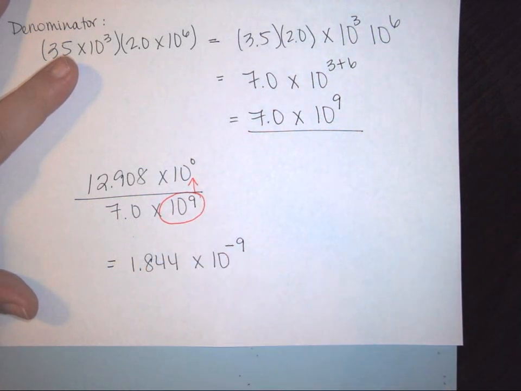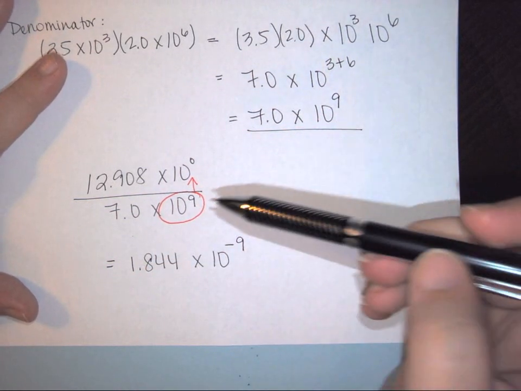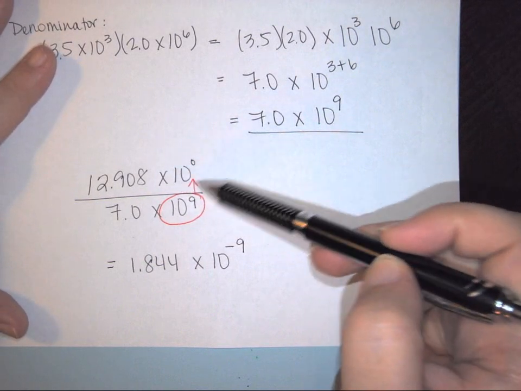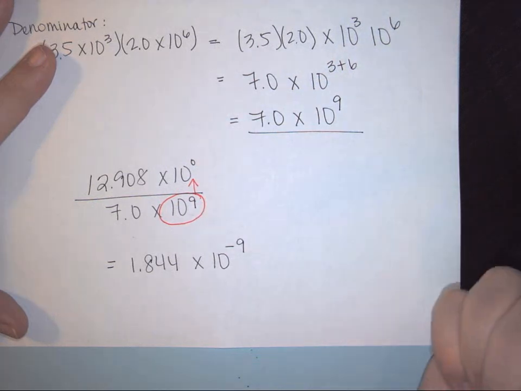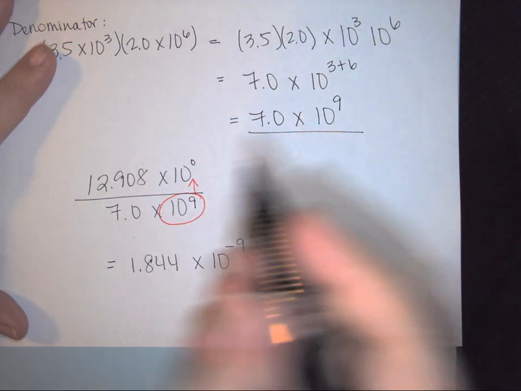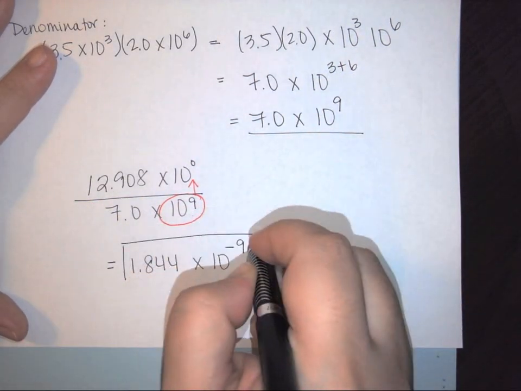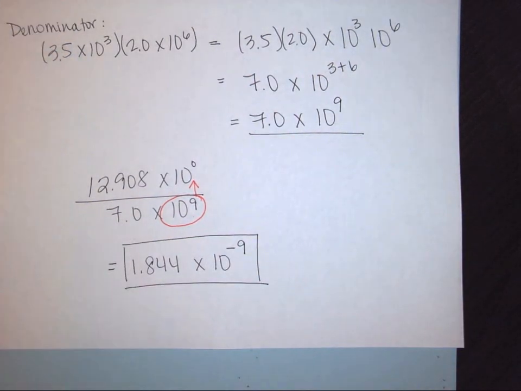Why? Because 0 minus 9 is negative 9. And this is one of the reasons why I left this 10 to the 0 in, so that we can do the math here: 0 minus 9 to move it up. But this then is the overall result of what we were looking for.